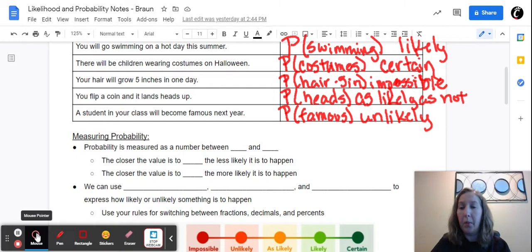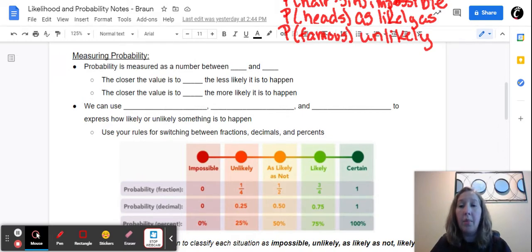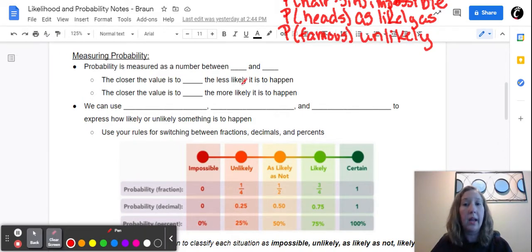Okay, so looking here at measuring probability, we have some specific ways to measure probability. Probability is measured as a number between 0 and 1. The closer the value is to 0, the less likely it is to happen, and the closer the value is to 1, the more likely it is to happen.